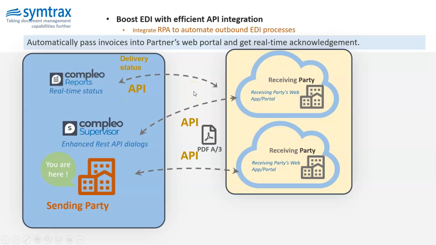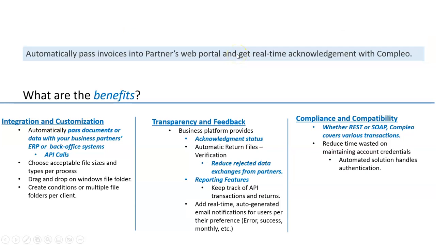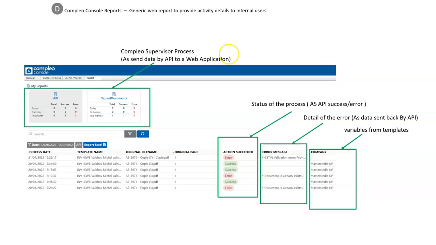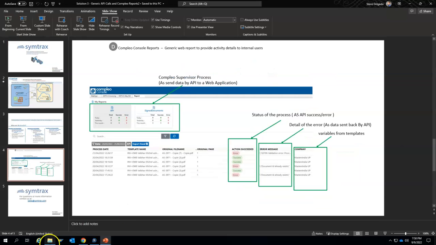So now I'll just leave you with some of the benefits of the solution. Please pause and take a moment to view them. And here, lastly, we see a screenshot of Compleo reports to provide activity details based on the supervised process. We can also see information like if the action was successful, if there was an error message, or additional information. So now let's go ahead and get started on the demonstration.